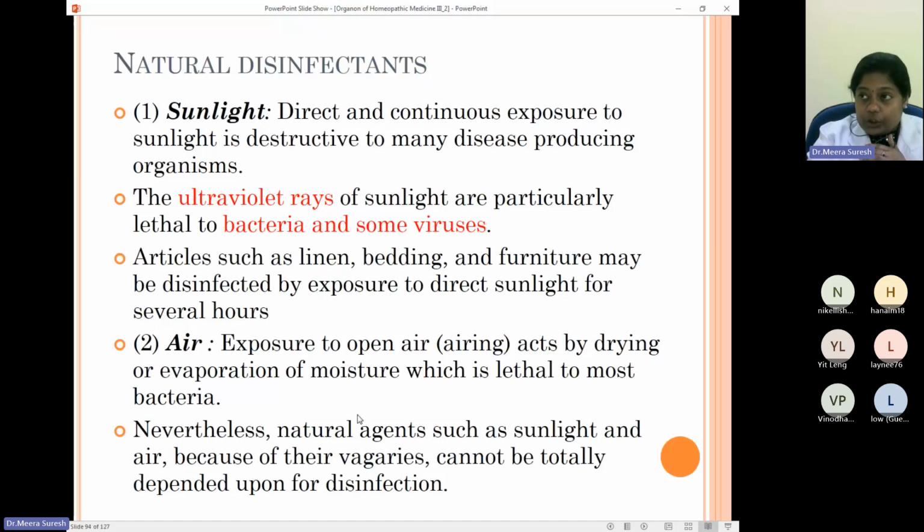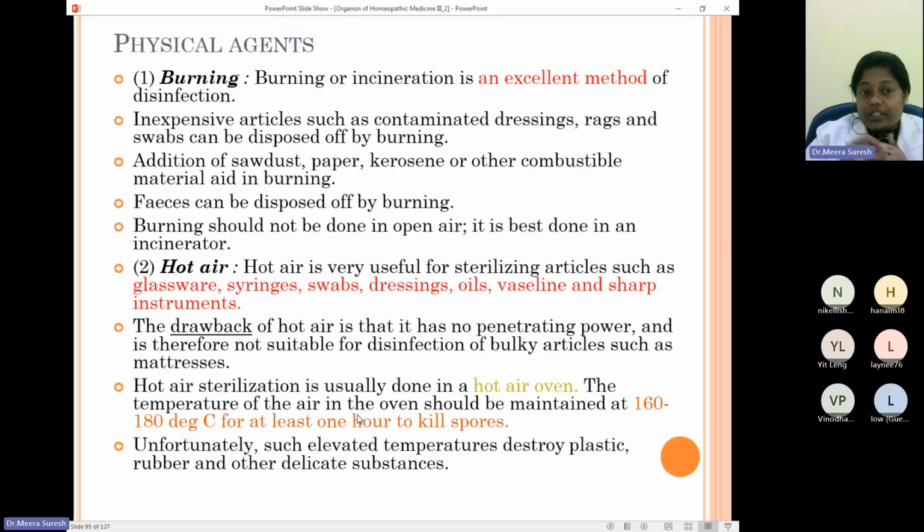So for that, we have two other methods, the physical disinfectants and also chemical disinfectants. We start with the physical agents of disinfection. The first ideal one is burning. Whenever we have some soiled cloth, if you have some space in your own house, some courtyard, you may go for burning, because that's the most ideal and excellent method. Burning or incineration is an excellent method of disinfection.